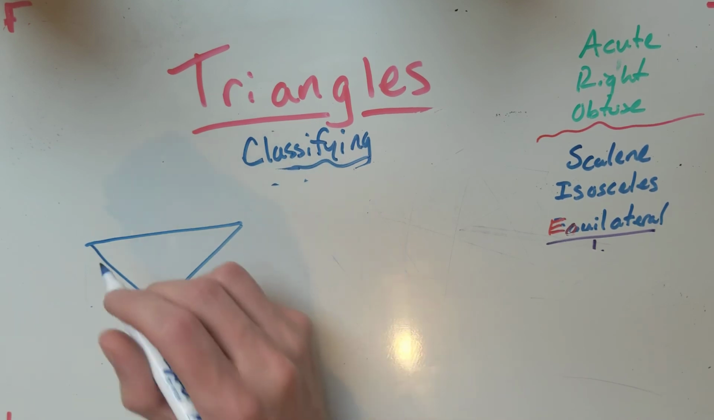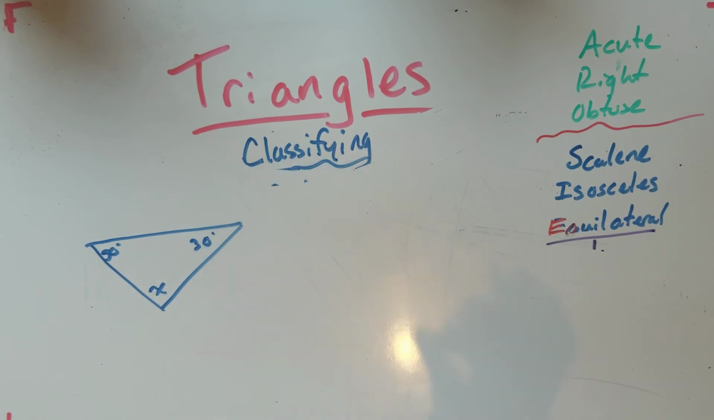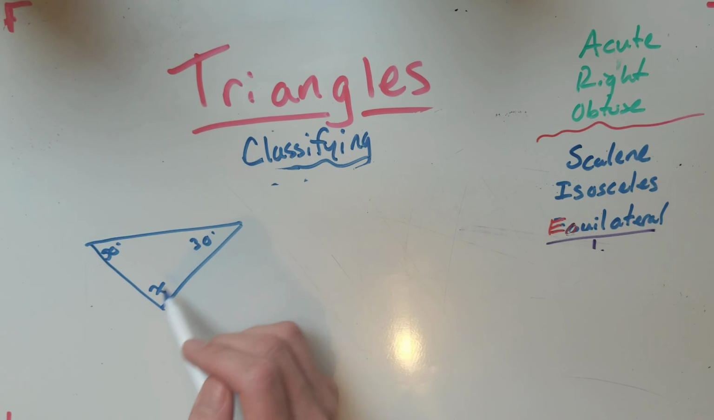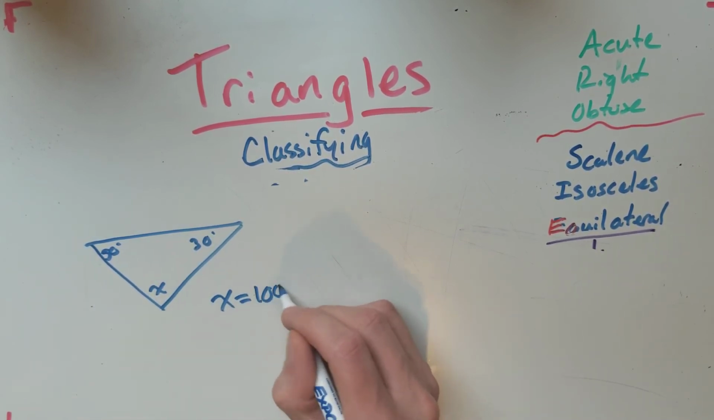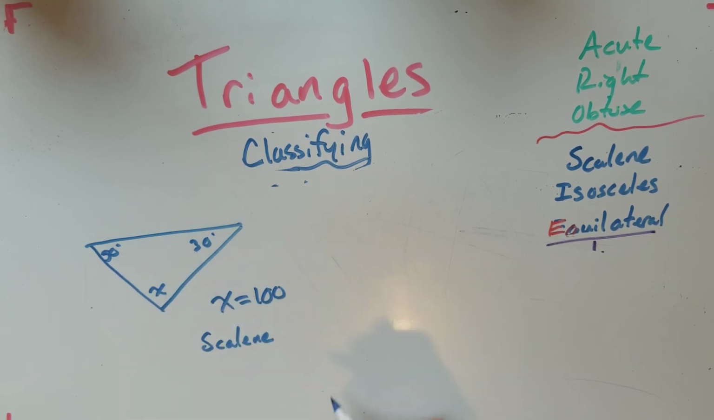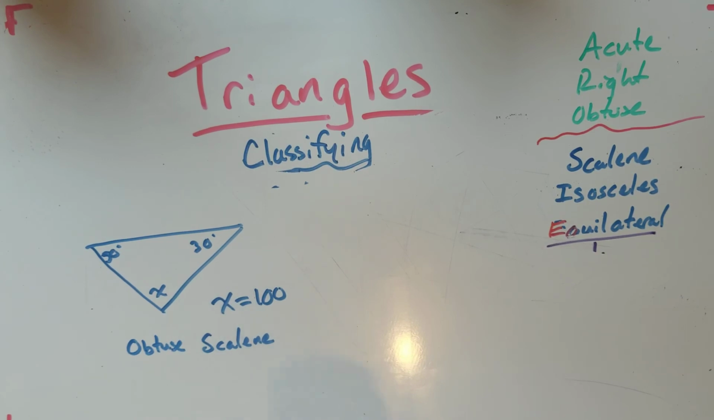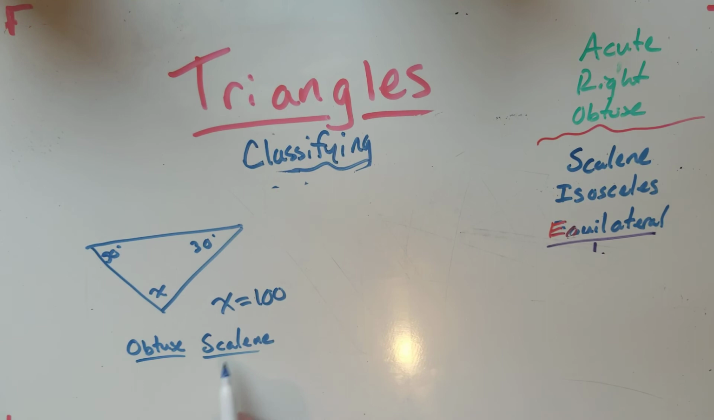And we're just trying to classify these. So find the value of x and then classify the triangle. For our first one, we're given 50 degrees and 30 degrees. So for x, if you've done this one already, you should get 100. So this triangle would be scalene. All the measurements are different. And it's also obtuse. So it's an obtuse scalene or scalene obtuse. The order doesn't matter, but you want to make sure you have both. All the measurements are different, and there is an obtuse angle in there.